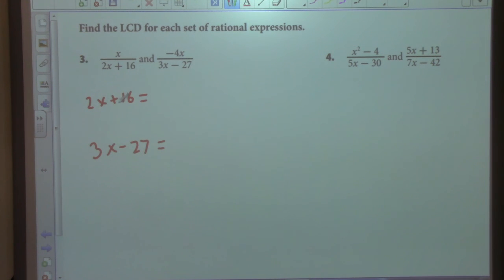So 2x plus 16 factored is going to be 2 times (x plus 8). And then right here we have 3 times (x minus 9). Okay. So what's going to be our least common denominator here?